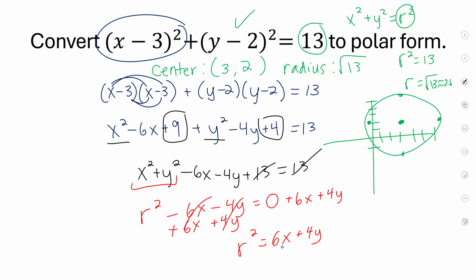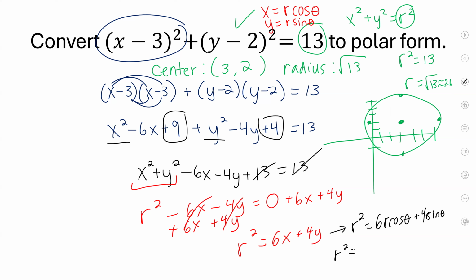Perfect. So we have x equals r cosine theta, that's one of them. Y equals r sine theta. We're going to replace those. So I'm going to write this as r squared equals 6 r cosine theta plus 4 r sine theta. Dylan, what'd you do next? Pull the r. Good, pull out the r's.